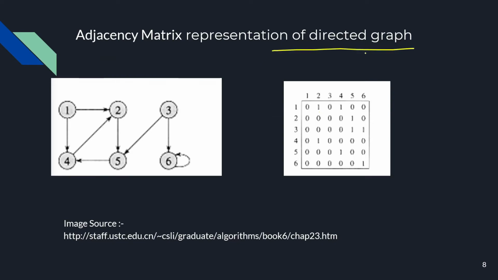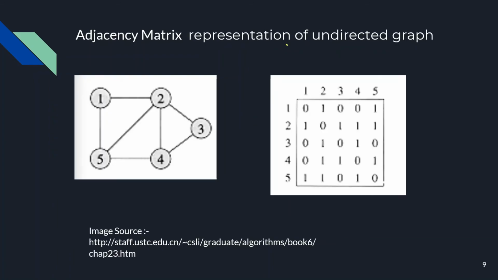Now in a directed graph, we will see the representation of it using adjacency matrix. So we can see it is a 2D matrix. Its size is equal to V square, and if there exists an edge between any two vertices, we will mark it as 1. So we have an edge between 1 and 2, 1 and 4. So at row 1, we can see that 2 and 4 are marked as 1. Similarly for all the vertices.